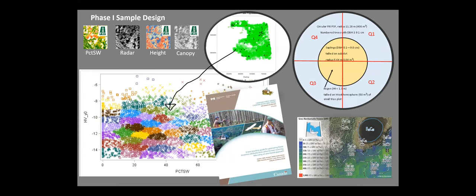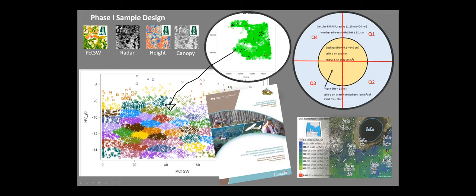We use a two-phase system for our ground plots. In the first phase, we use the outputs of the land cover and terrain plus PALSAR radar data. So we've got percent softwood, height, canopy cover from our FRI. We bring in the PALSAR, so Japanese radar satellite data. And then we break our accessible land base into a set of 100 to 200 clusters and sample the nearest centroid. So the grid location that's closest to the middle of the cluster.